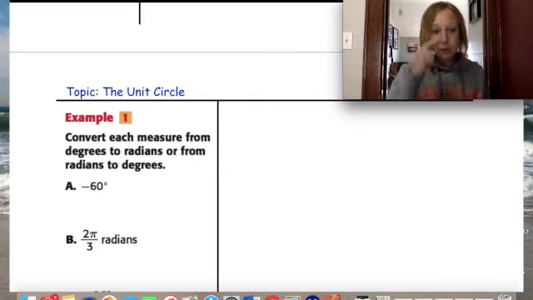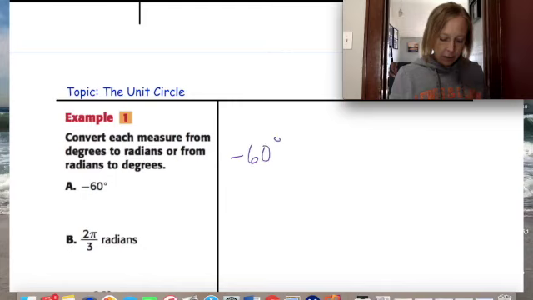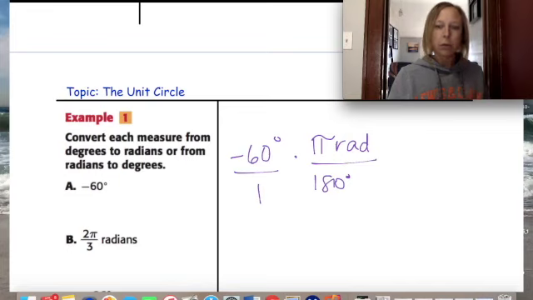First one, negative 60 degrees. We want our final answer to be in radians, so we're going to take that negative 60 degrees and multiply it by our conversion factor. Since we want radians to be our answer, we're going to put pi radians on the top of our fraction, and then 180 degrees goes in our denominator. To make this a fraction, I'm going to put it over 1.